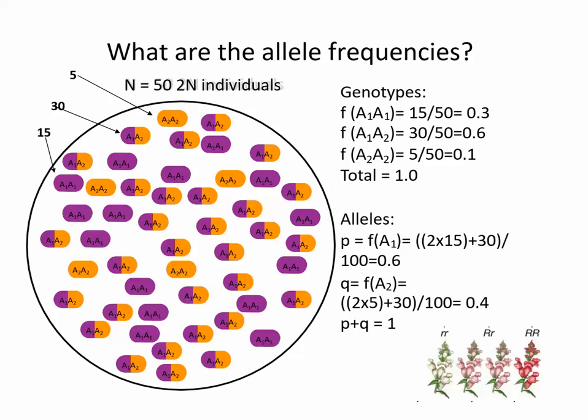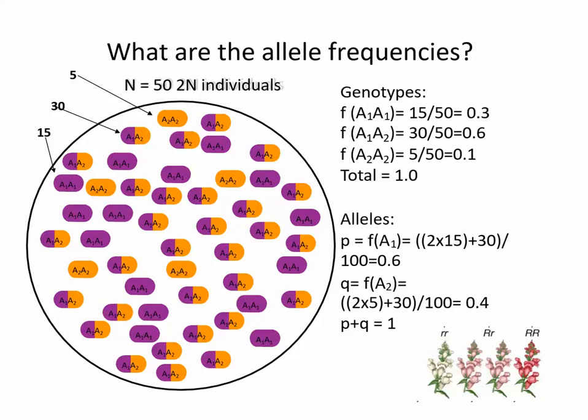You can also ask what the frequency of these genotypes are. There's a total of 50 individuals, so 30% of them are A1A1, 60% of them are A1A2, and 10% of them are A2A2, and that, of course, sums to 100%, or if you put them into frequencies, 1.0.